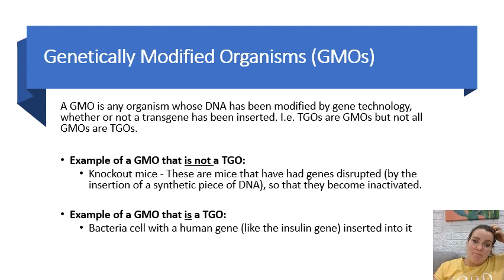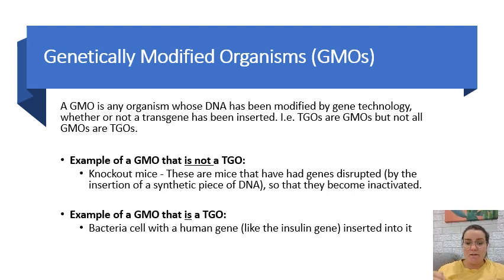So an example of a GMO that isn't a transgenic organism would perhaps be knockout mice. So mice that have had genes disrupted by the insertion of a synthetic piece of DNA. So that gene no longer functions. So we've deliberately gone in and knocked a specific gene out. And that's really common in medical research.